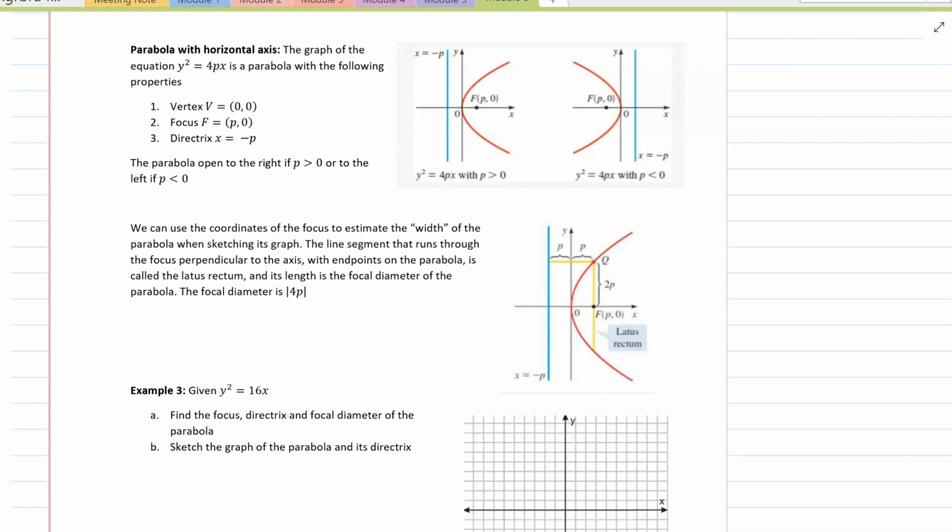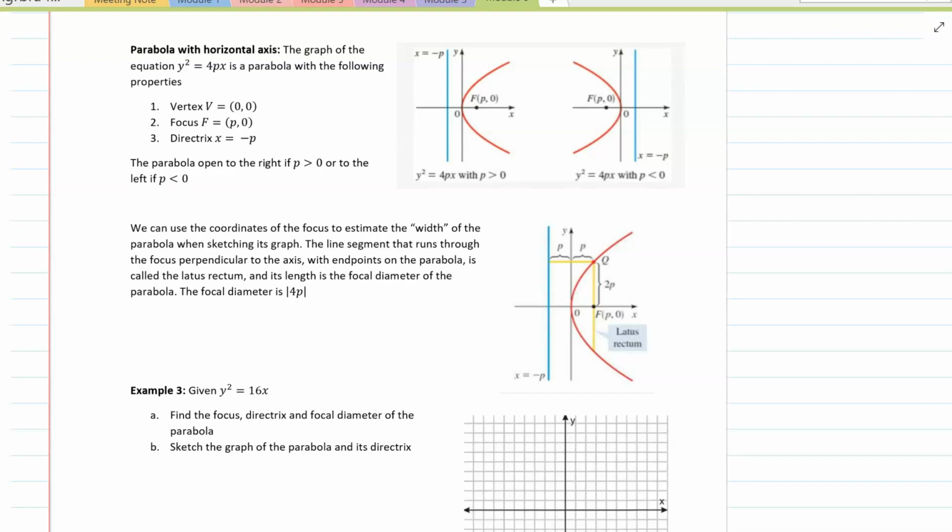The parabola will open to the right if p is greater than 0 and to the left if p is less than 0. We can use the coordinates of the focus to estimate the width of the parabola when sketching this graph. The line segment that runs through the focus perpendicular to the axis with the endpoints on the parabola is called the latus rectum, and its length is the focal diameter of the parabola. So we can find the focal diameter of the parabola and use that to sketch the graph.